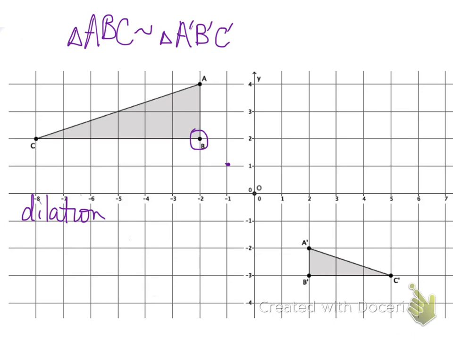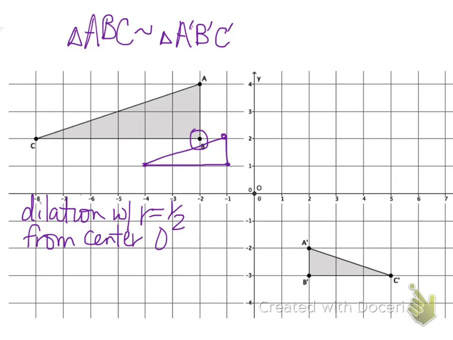A dilation with r equal 1/2 from center O, the origin. Okay, so C, the coordinates look like -8 and 2. So I'm going to go to -4, 1, taking half of each coordinate. And point A is -2, 4. So that's going to be half of -2 is -1, half of 4 is 2. So my triangle is going to end up right here.